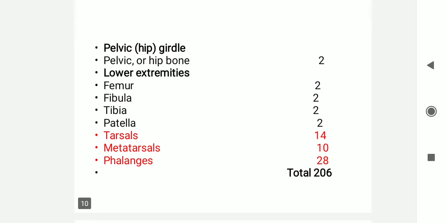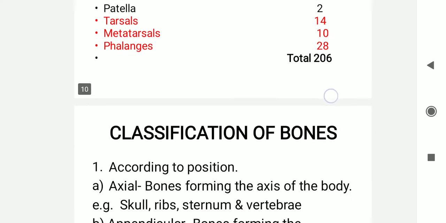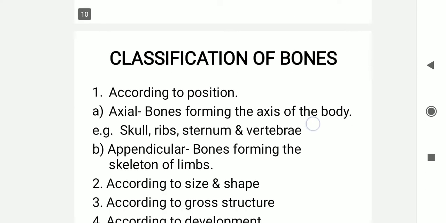Same for tarsal, we have to reduce 2, so 14 in number, metatarsal 10 in number, and phalanges 28. By this way there are 206 bones in the skeleton system, skeleton of the body.